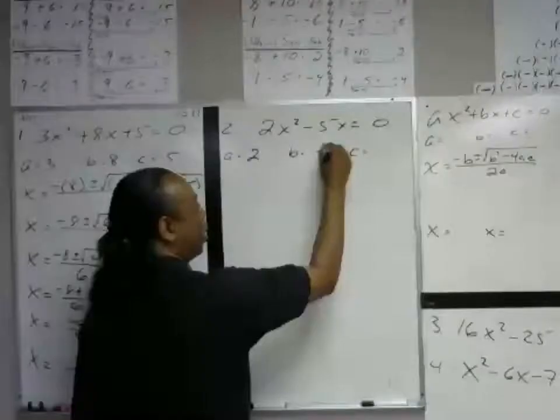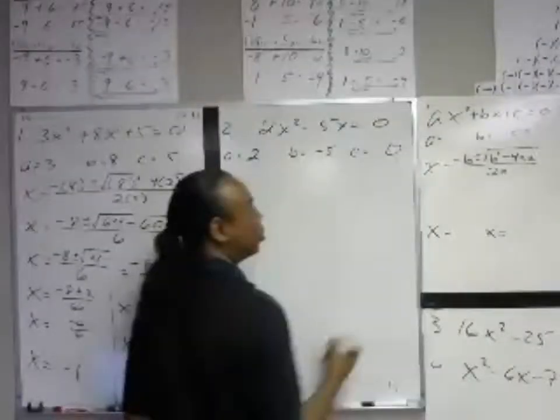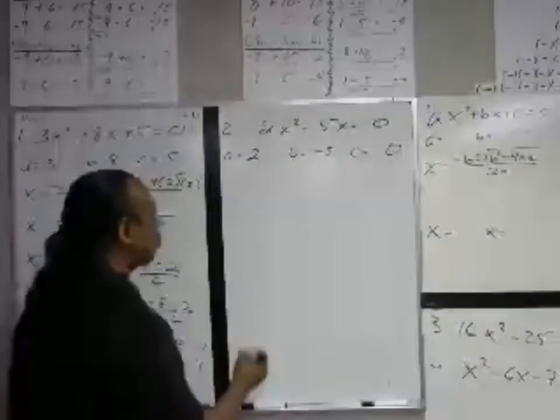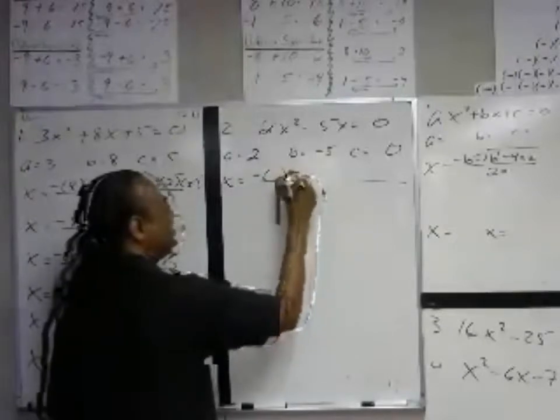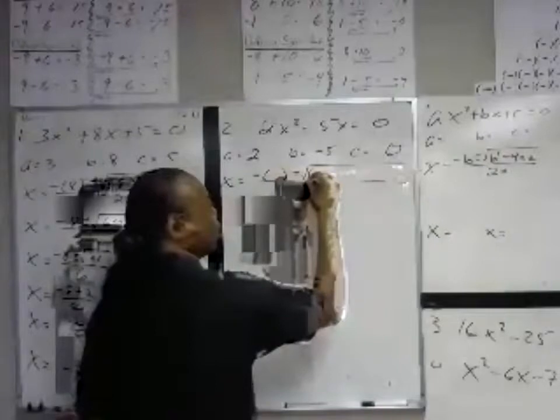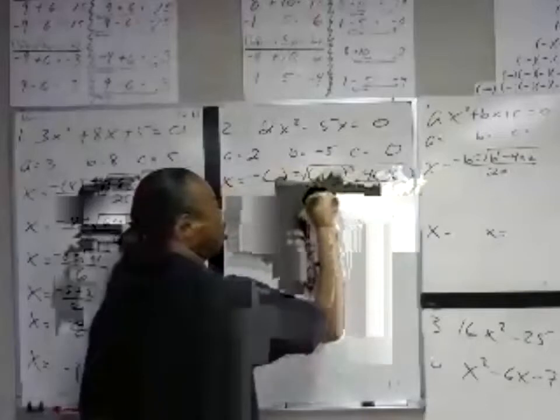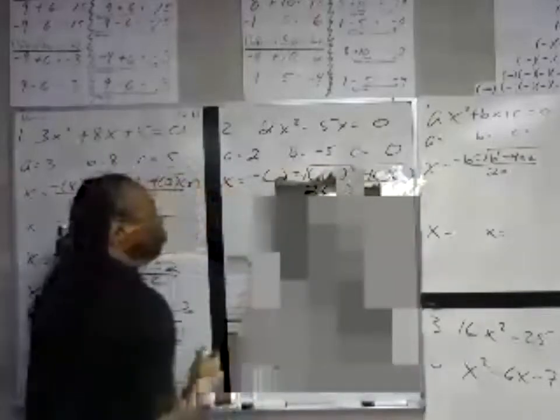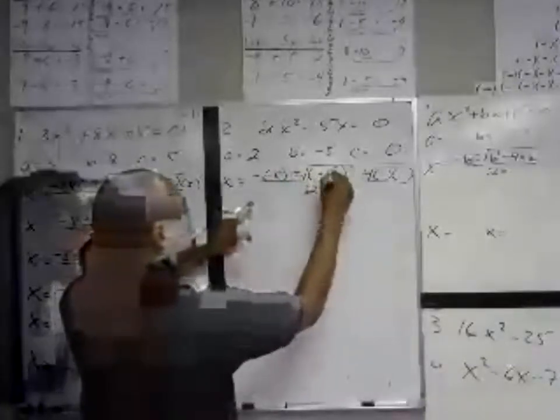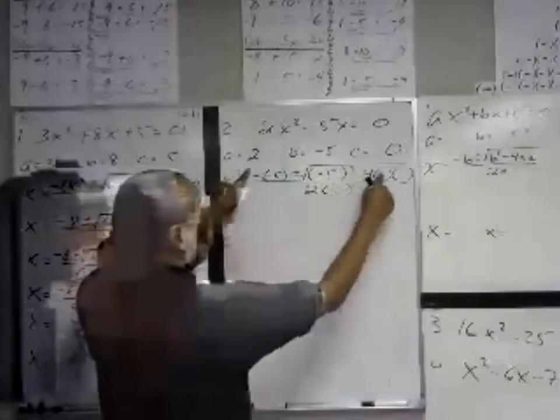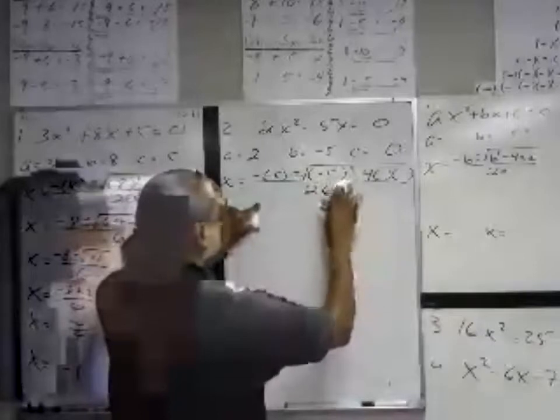Let's put our parentheses in. The opposite of b plus or minus the square root of b squared minus 4 times a times c, all over 2a. Okay, let's put our values in here. First, b goes here and here. So negative 5 goes here and here. Then a goes here and here. The numbers for a. And then here, c.